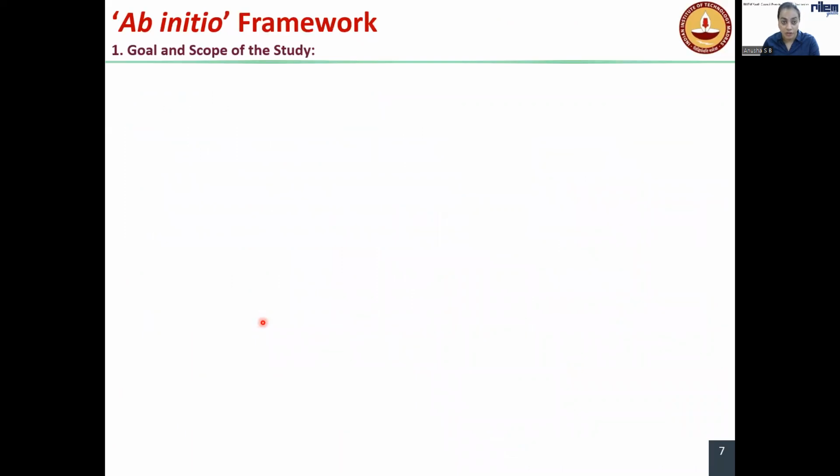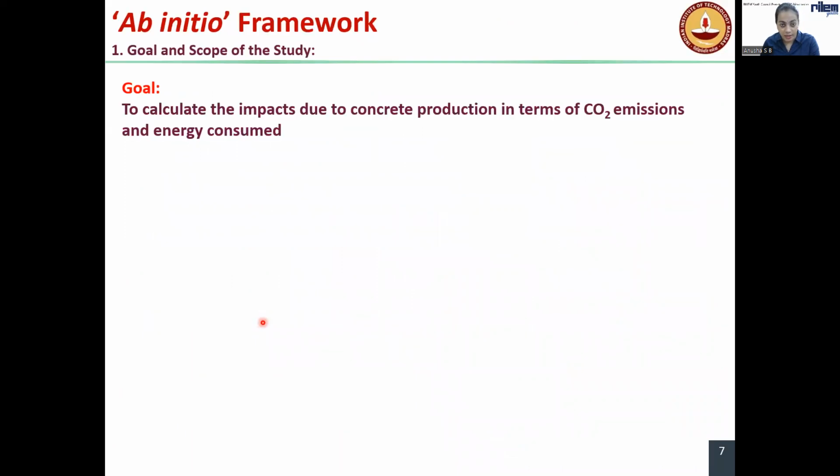The first step was to define goal and scope. Our goal was to calculate the impact associated with cement and concrete production in terms of CO2 and energy for different case studies. And I chose different system boundaries like ground to gate, to gate to gate, to check the influence of different processes on the total impacts calculated.